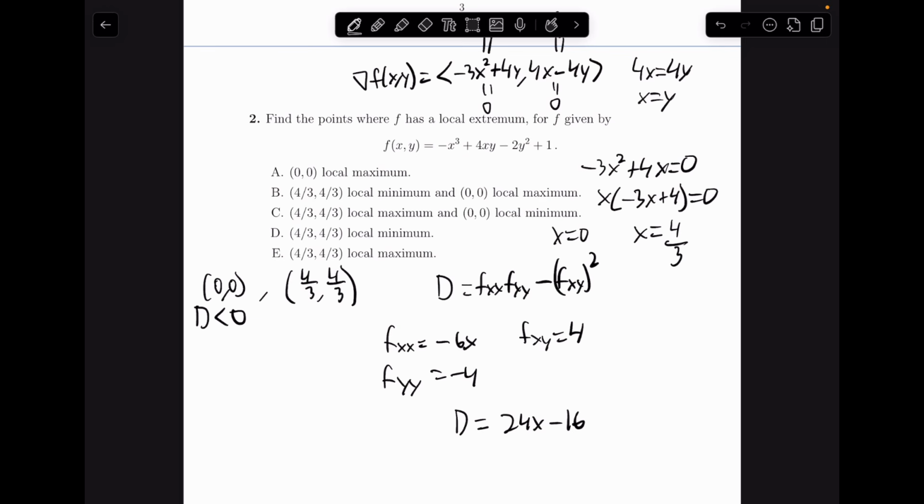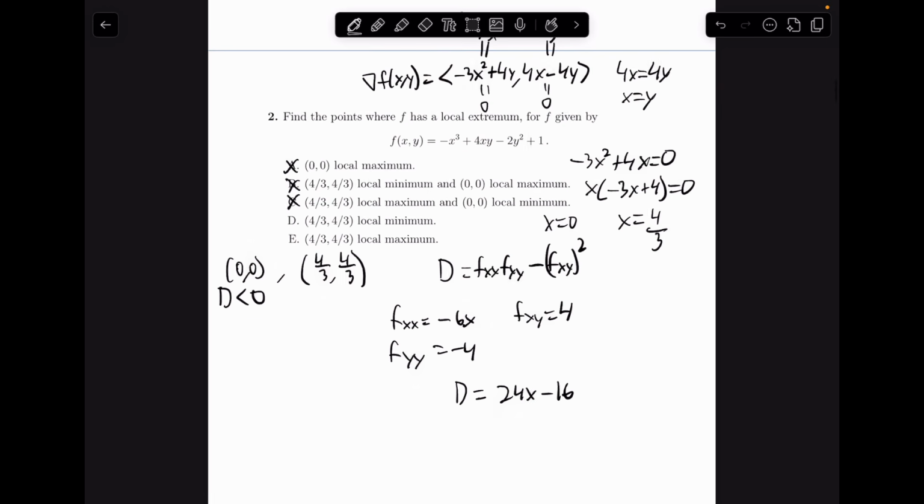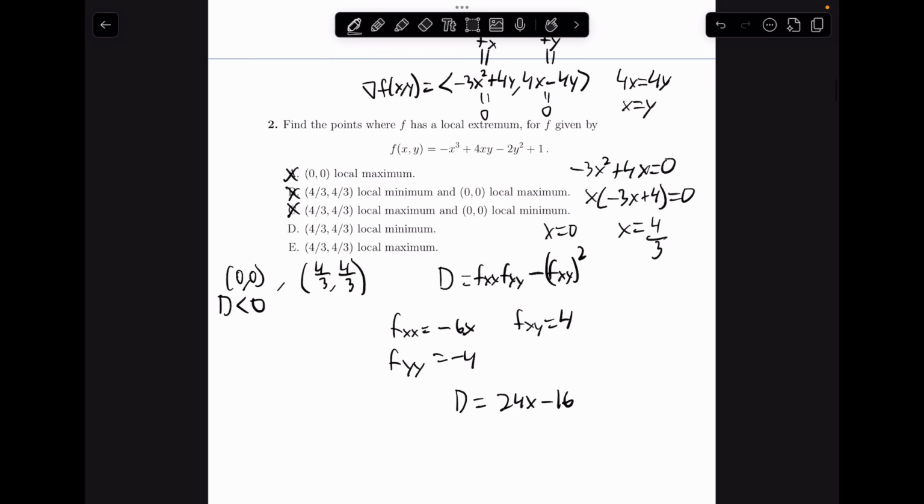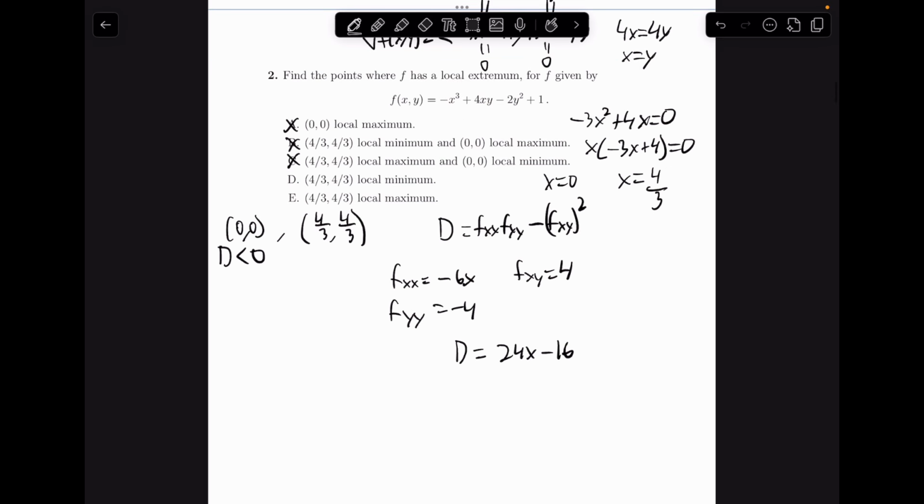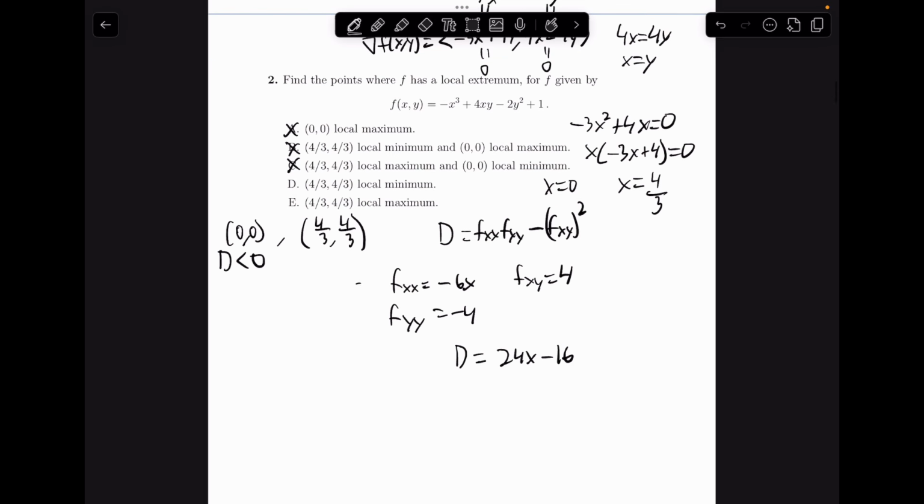So I'm looking at our answers. A is wrong. B and C are also wrong. So it's either up to 4/3, 4/3 being a max or a min. And for that, we can look at either fxx or fyy. And in this case, they're both going to have the same sign.